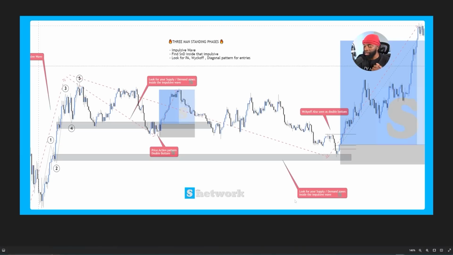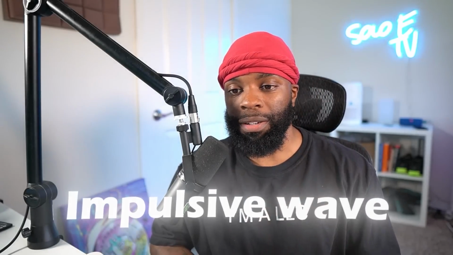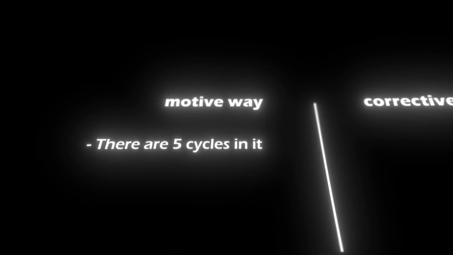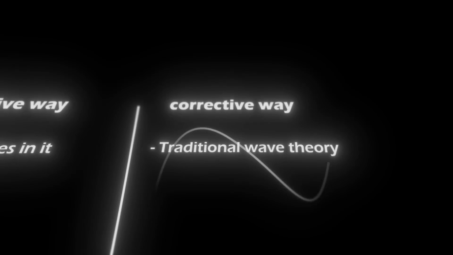All right, so here you guys have it, my 3-man standing phases. Basically what this consists of is multiple things. One, impulsive wave. In Elliott wave, you have something called the motive wave and something called the corrective wave. The motive wave is what we call an impulsive wave. There are 5 cycles in an impulsive wave. A corrective wave is usually your traditional wave theory that you guys are familiar with, which is your triangle, ascending triangles, descending triangles, open, close triangles, or anything when it comes to flag patterns or any other patterns that you can think of.